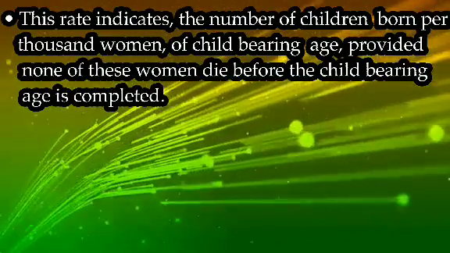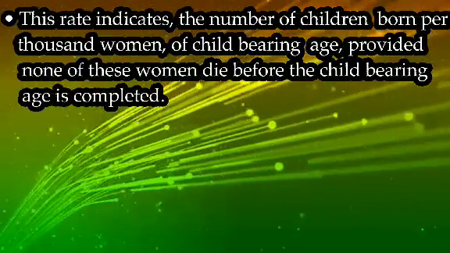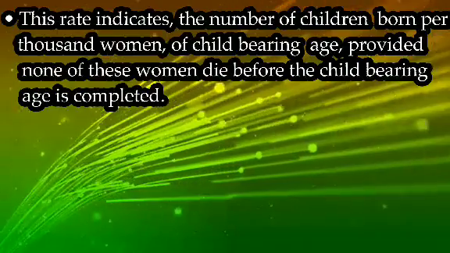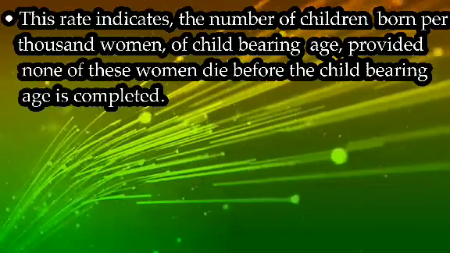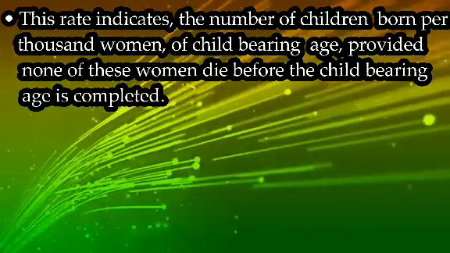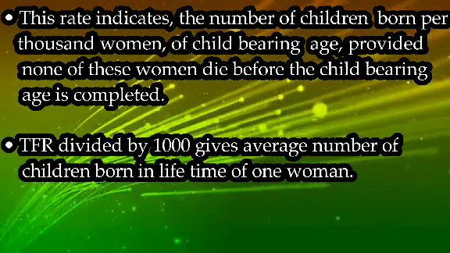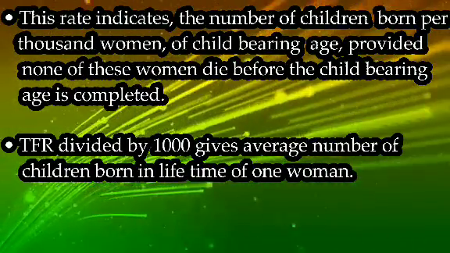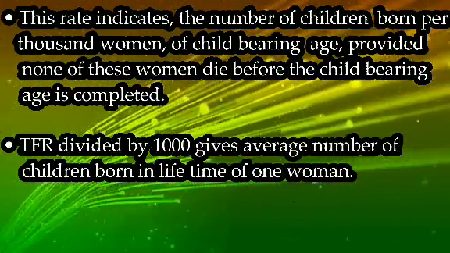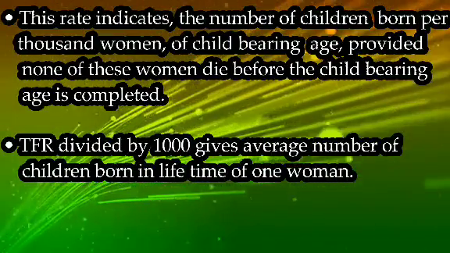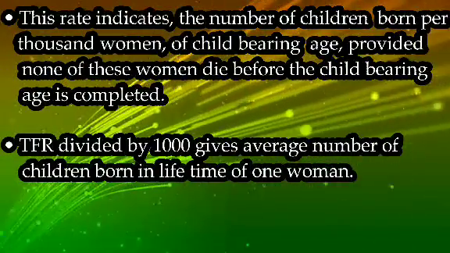So for TFR, you are finding the ratio for 1000 women, because TFR is based on ASFR values. Again, ASFR is computed for 1000 women. Since the formula of ASFR is multiplied by 1000, here you will get the TFR value around 1000. In order to find TFR per woman, or the average number of children born per woman, divide your TFR value by 1000, and you will get the average number of children born in the lifetime of one woman.